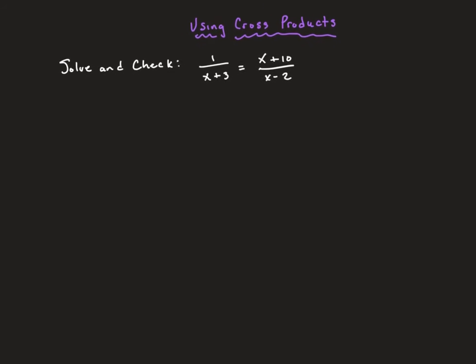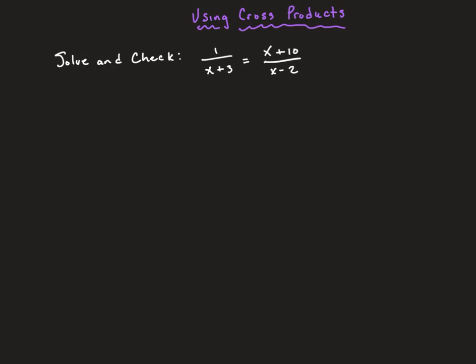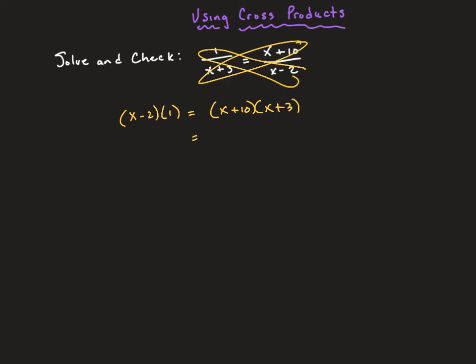Another way of solving these is going to be using the cross product property. And what we can do here, since we have a rational expression, is just go ahead and cross multiply. I can multiply that, and I can multiply that. So I end up having x minus 2 times 1 equals x plus 10 times x plus 3. And multiply that out. That would be x minus 2 is going to be equal to x squared plus 13x plus 30.